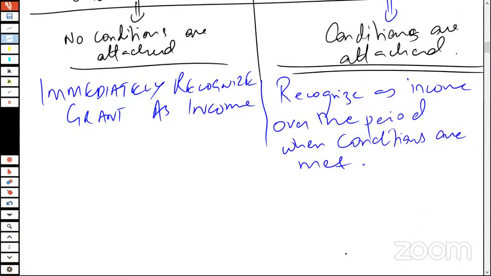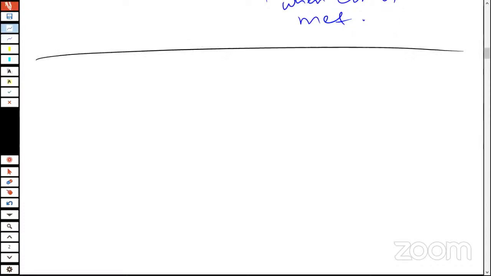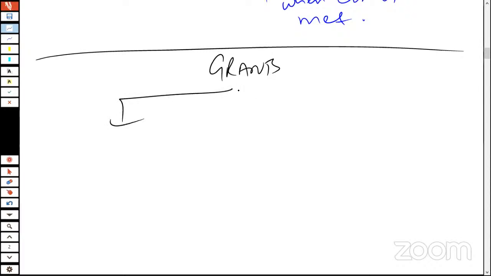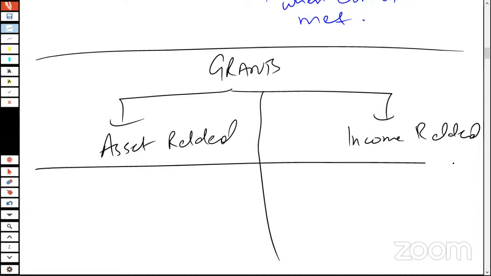Now, there's further classification of the grants. And what is that further classification? The grants could be further classified into the asset related grant and the income related grant. So I repeat, the grants could be further categorized into the asset related and the income related grant. What exactly do we mean by these asset related and income related grants?